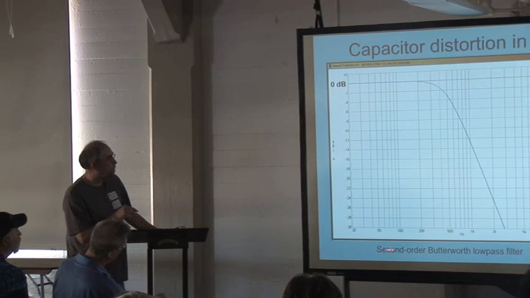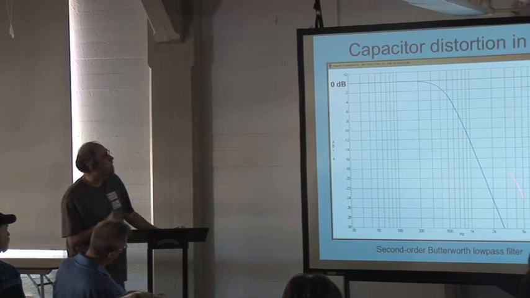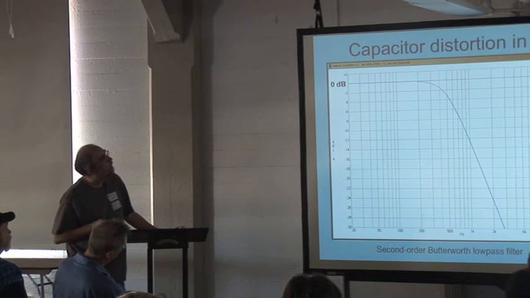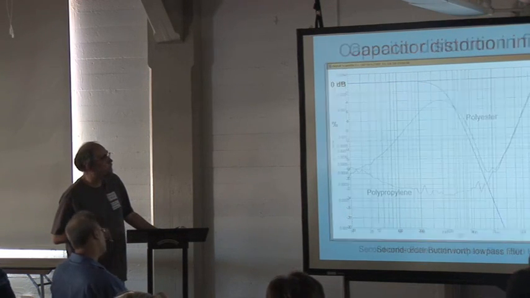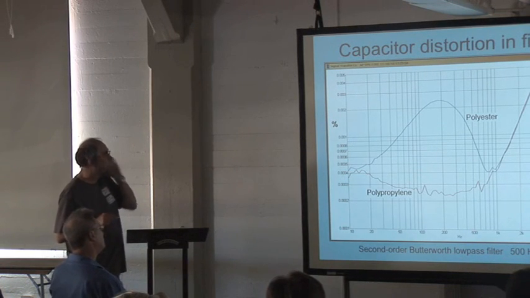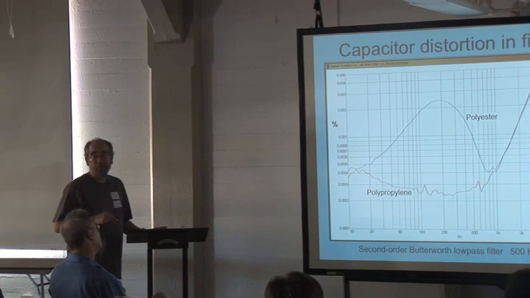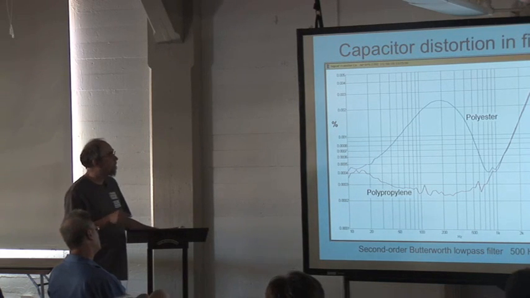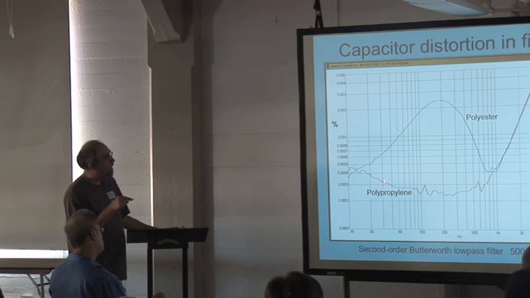This is the second order Butterworth low pass filter at 500 Hertz. A classic roll off there, minus 3, about 500. Next. And this is what happens if you measure the distortion. First of all, assume you've got your nice expensive polypropylene caps in it. Then this along here is actual distortion. As you can see, it's extremely low. It's basically the distortion of a 5532 op amp that's not being pushed too hard.